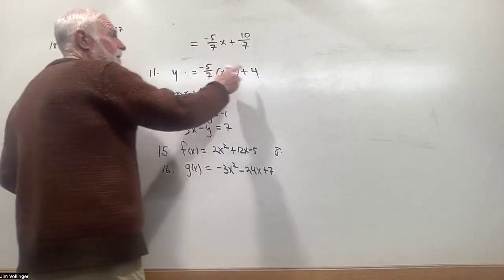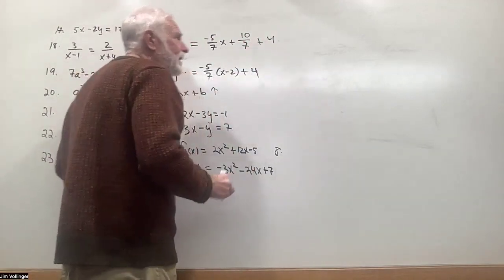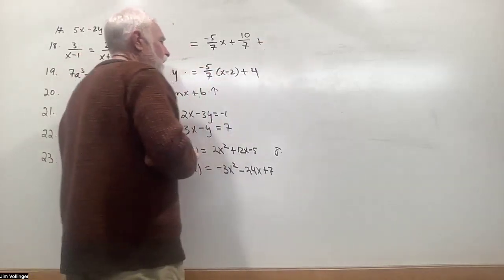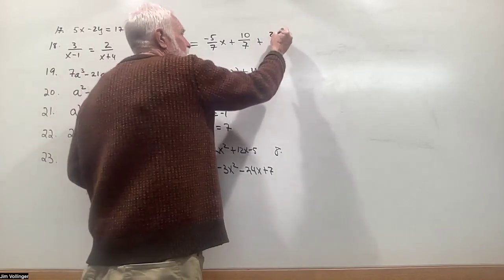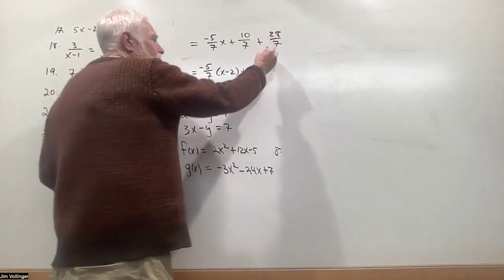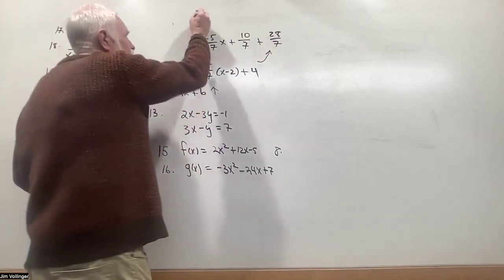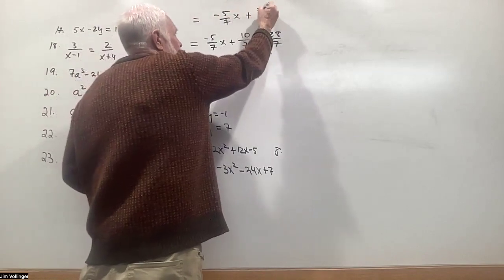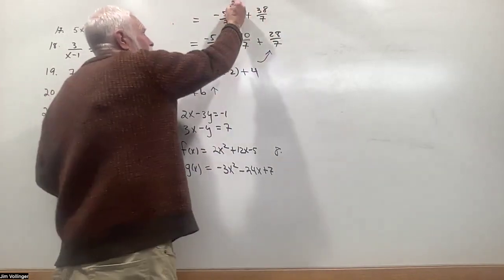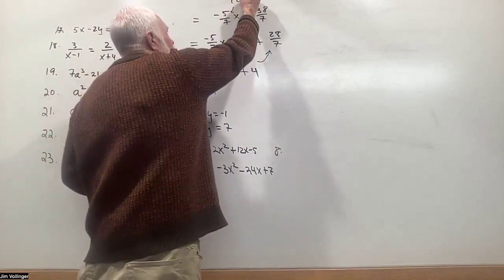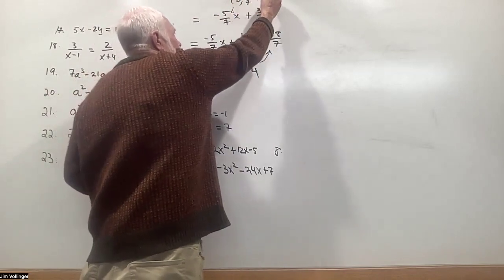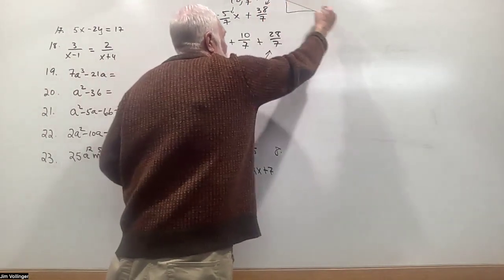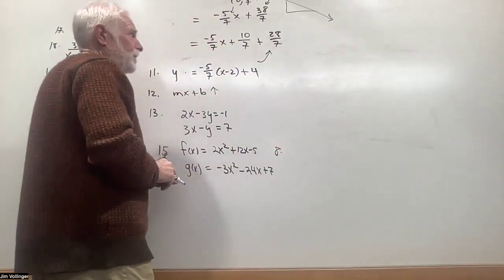And if I'm going to add 4, well, I can't. These are not like divisions. I need the like division. So I hope you can see that 7 times 4 is 28/7. I hope you can make that connection. So my final answer is minus 5/7 x plus 38/7. And now I can see a product. I can see 0, 38/7. That's why that's your y-intercept. Then I can see that I go down 5 and over 7, and I got a line that has that kind of trajectory.